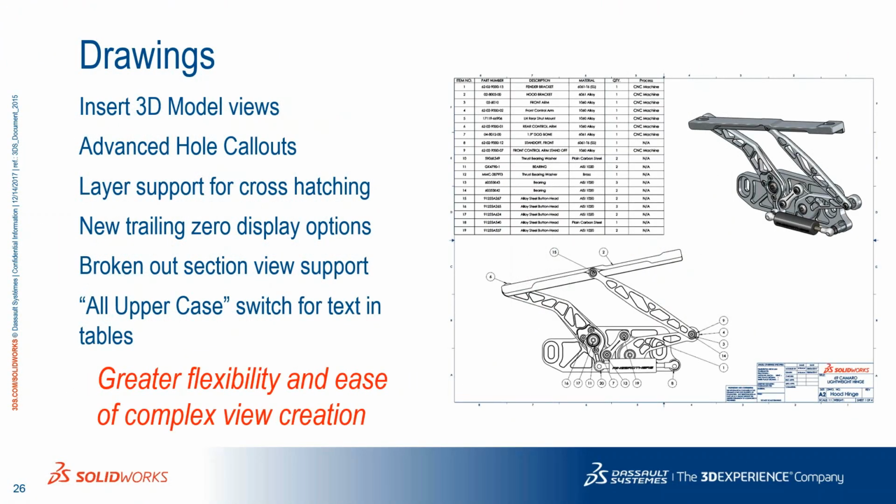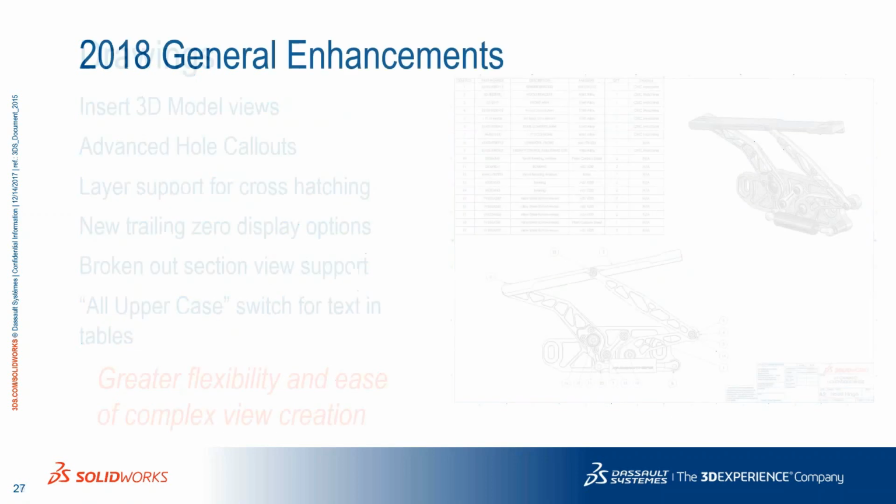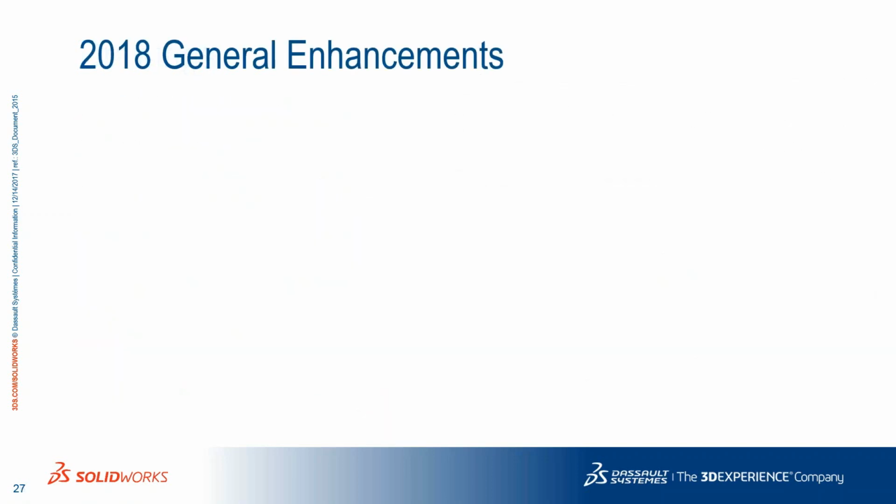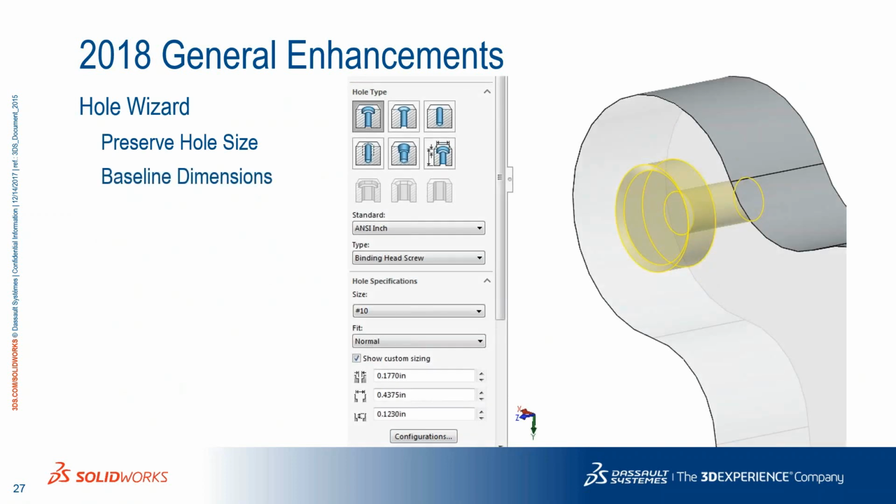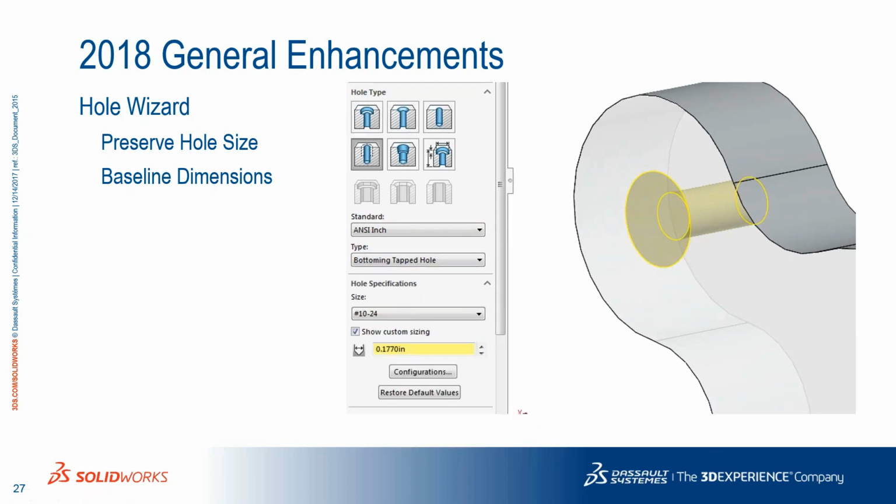Flexibility with drawings overall and focus on making the user more productive. So now we're going to talk about some general enhancements for 2018, starting with the hole wizard. You can now preserve the hole size when changing hole type. Currently, if you change type, you may lose the hole size that you had selected. So here we have a counterbore size 10, and then to a tapped hole, and the size 10 is preserved.